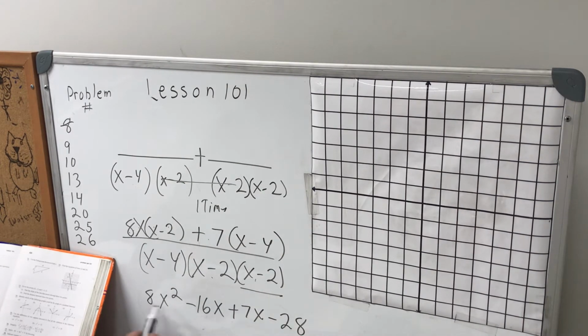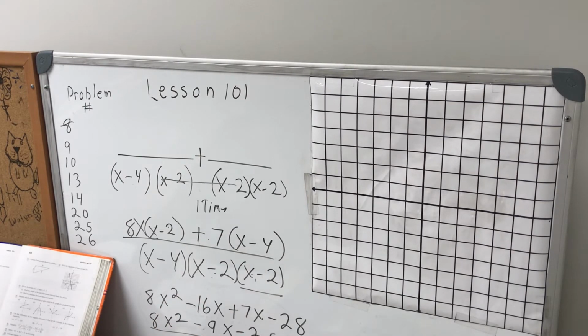Let's put this all together. I have an 8x squared, negative 16x plus a 7x. That looks like a negative 9x, negative 28. And this is my complete common denominator. However, we got an x negative 2 and x negative 2.